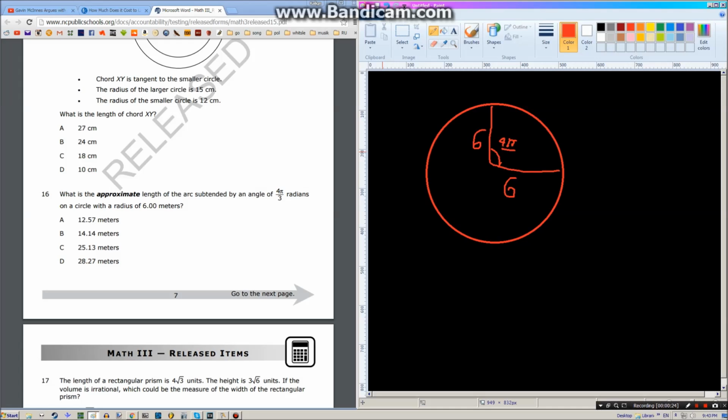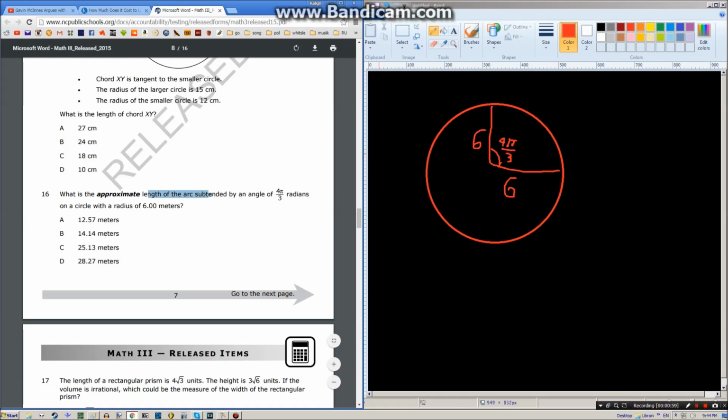Number 16. What is the approximate? Keyword is approximate, so you're just going to be looking at numbers. Length of the arc subtended by an angle of 4 pi over 3 radians on a circle with a radius of 6.0 meters. This is a pretty simple question at the core, but the main adversity you'll face when reading it is the vocabulary. Because if you don't know what the length of an arc subtended by an angle means, then you won't be able to find it.